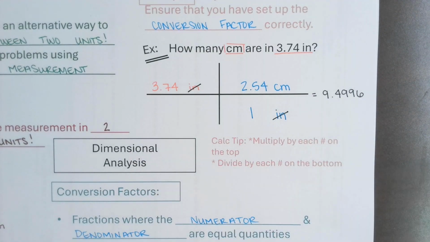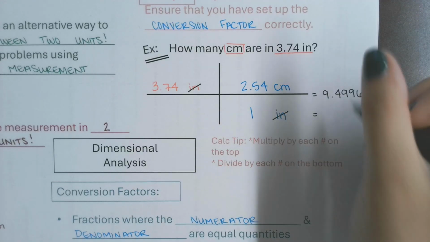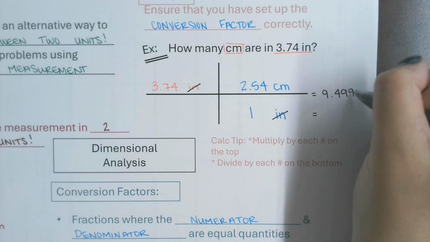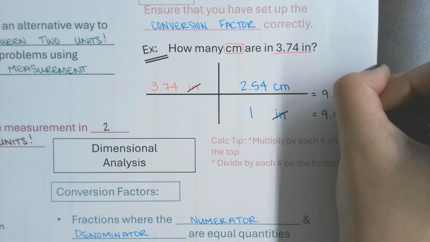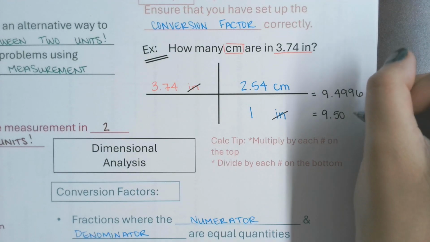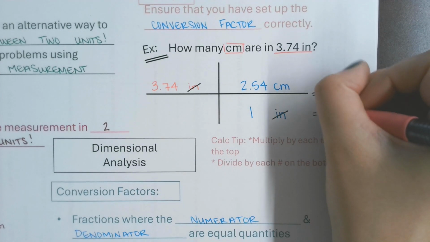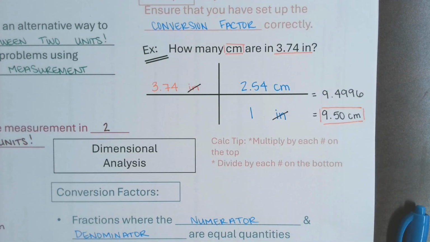9.4996. You do not have to show 4 decimal points at all times. Normally I tell you to round to 2 decimal points. If we're going to round to 2 decimal points, we would look here. This 9 is going to round that 9 up. So we would end up with 9.50 centimeters. You can also leave it as 4 decimal points. Either way is totally fine, but make sure you get units on that last answer. Okay, hopefully this is making a little bit more sense with that Gizmo and going over a problem together.